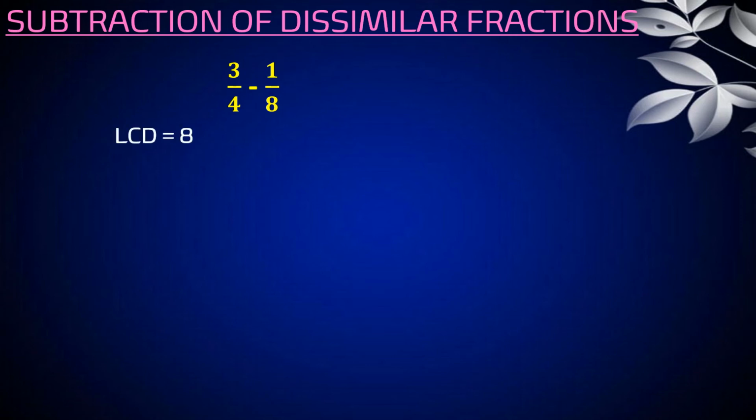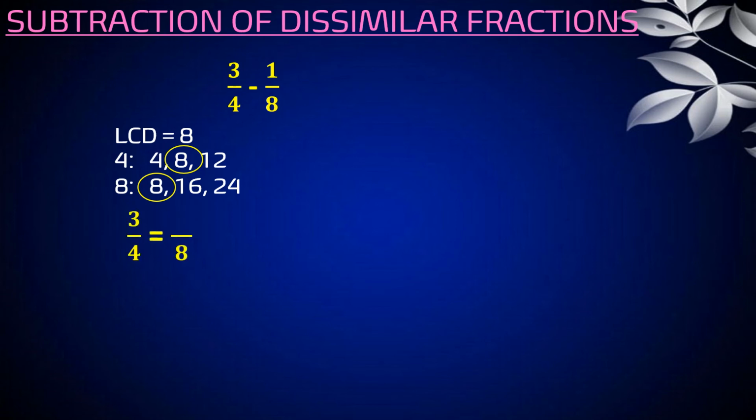So paano nakuha si 8? So the multiples of 4 is 4, 8, 12. Then the multiples of 8 is 8, 16, and 24. So, ang least common is the number 8. So, our denominator should be number 8. So, yung unang fraction, si 3 over 4, siya yung gagawin nating over 8. Kukunin natin yung equivalent fraction for 3 over 4.